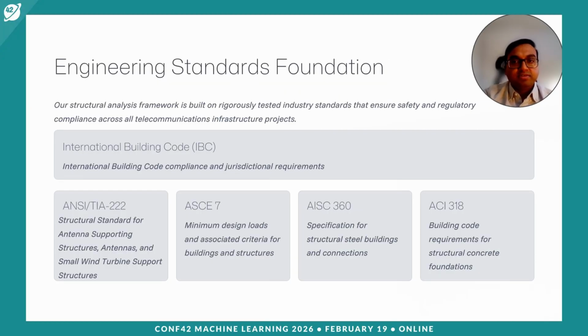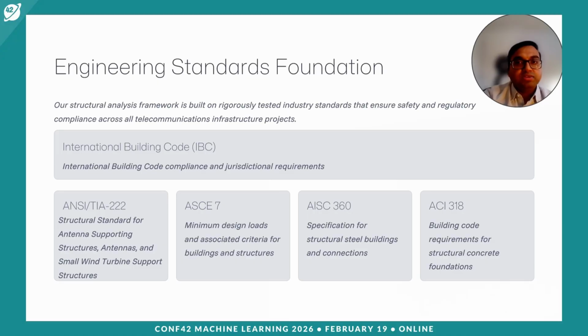Before we talk about analytics, it is important to understand the engineering standards foundation that governs everything we do in tower structural analysis. International Building Code, or IBC, is the overarching legal code adopted by most jurisdictions in the United States. It serves as the umbrella under which all other standards operate. TIA 222 is the primary standard specifically developed for antenna supporting structures. It covers tower types including self-support towers, monopoles, guyed towers, and any other infrastructure supporting wireless equipment. The current revision of the code is Revision I.